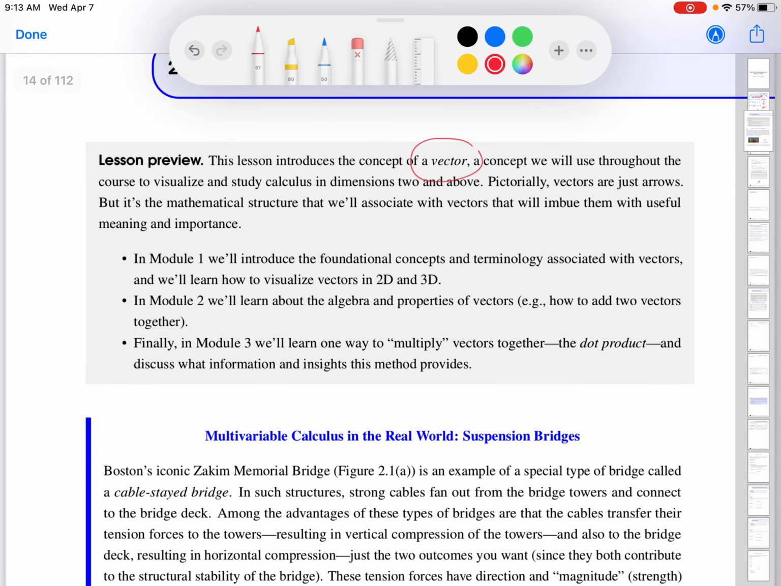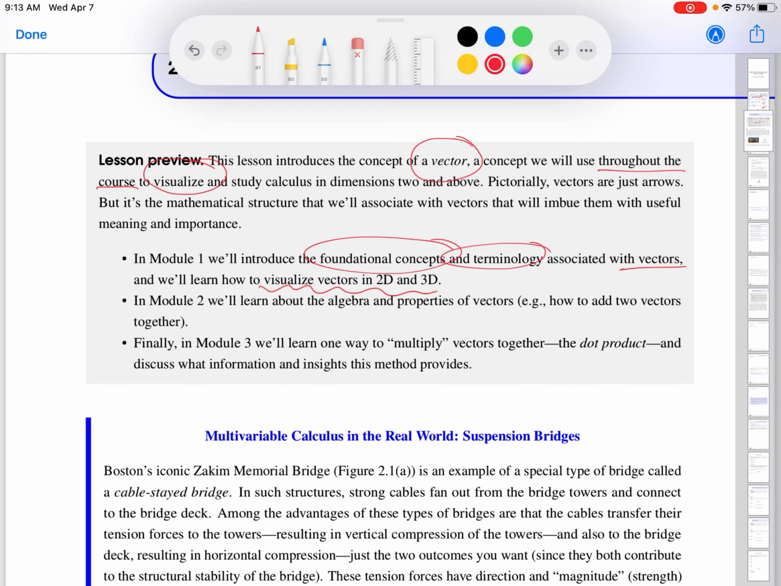We are going to be talking about vectors, which is a concept that we'll use throughout the rest of the course. We're going to be learning how to visualize vectors in this lesson and also doing some vector arithmetic. In particular, in Module 1, we'll talk about foundational concepts, terminology associated with vectors. And then I'll show you through various built-in features of the iPad how we can visualize vectors.